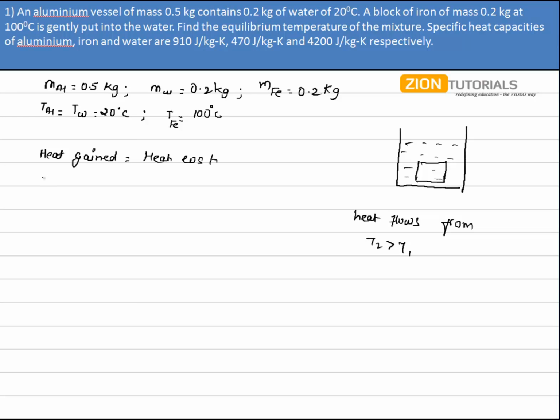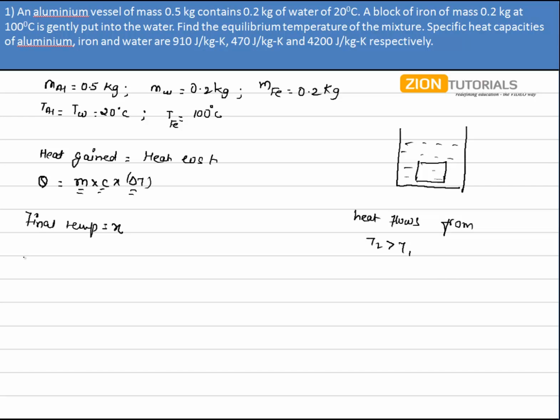So we know that heat gained or lost is given by mcΔT. Here m is the mass of the substance, c is the specific heat capacity of the substance, and ΔT is the final temperature minus the initial temperature. So let's say the final temperature of the system be X. Alright, so we know heat gained is equal to heat lost.